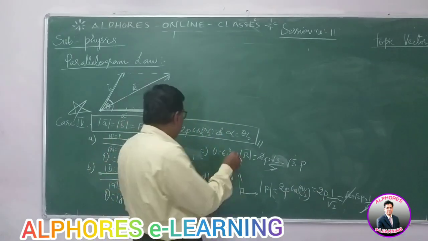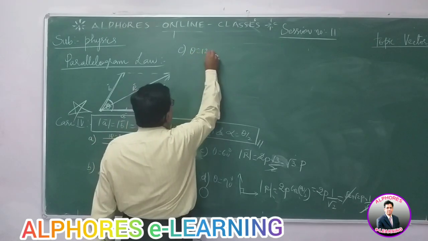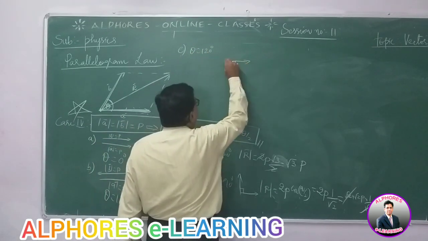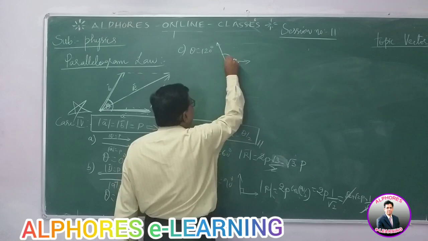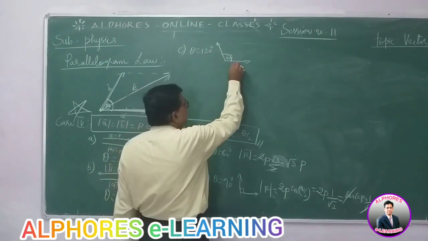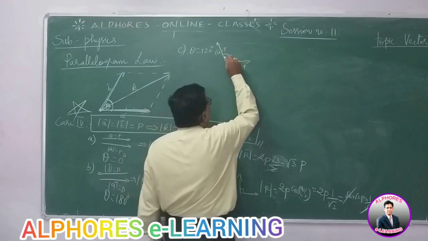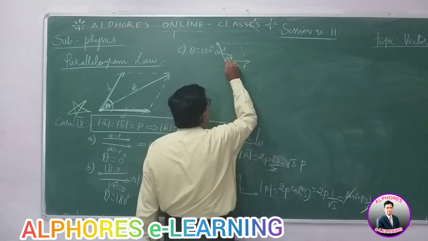If it is 120 degrees, a very important case again. If theta is 120 degrees, A bar and B bar are like this at 120. Same magnitude, mod A is P, mod B is also P. Then if I complete the parallelogram, this is the result.